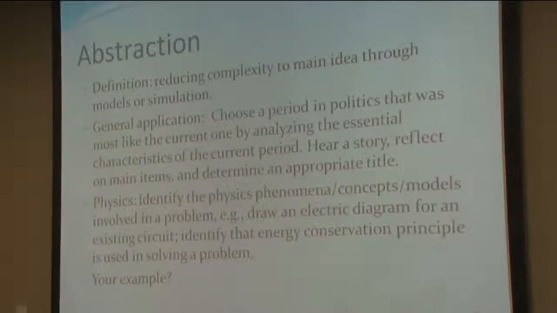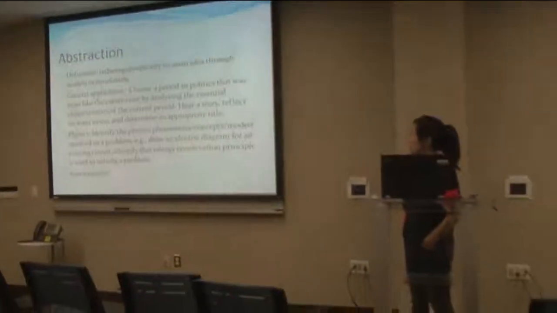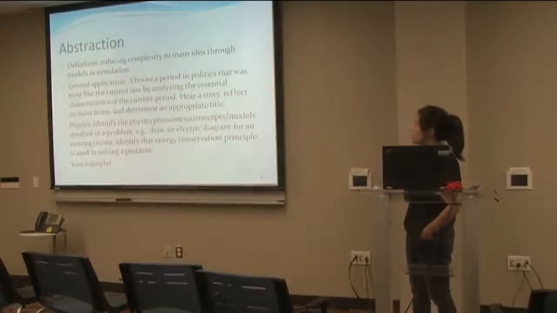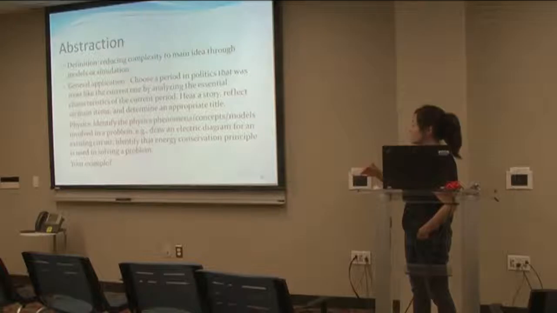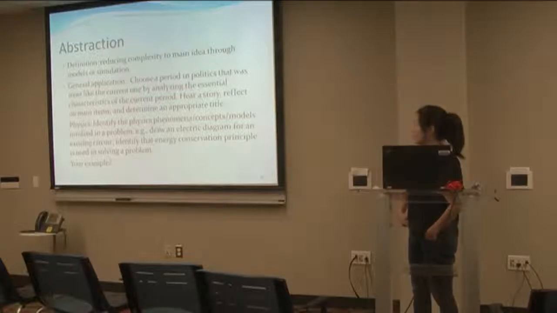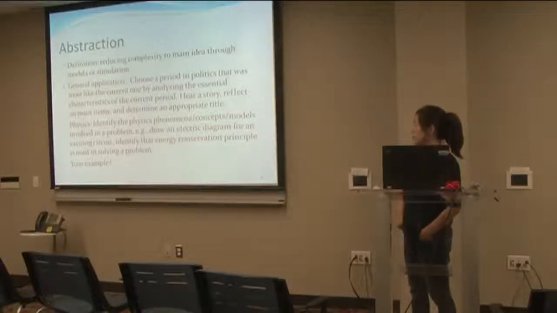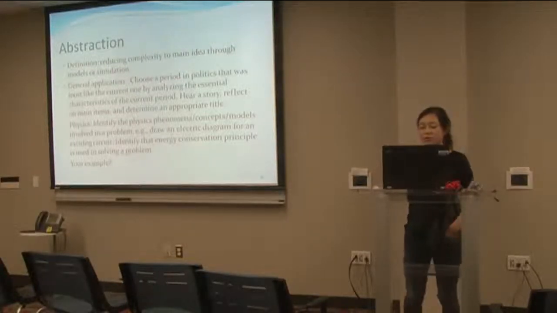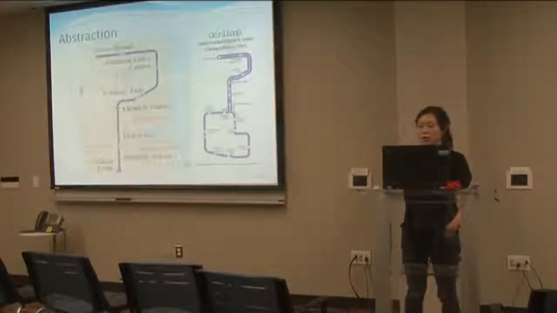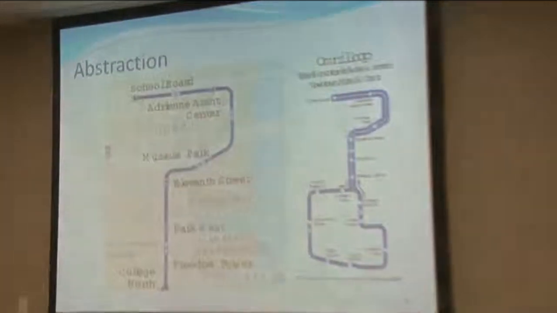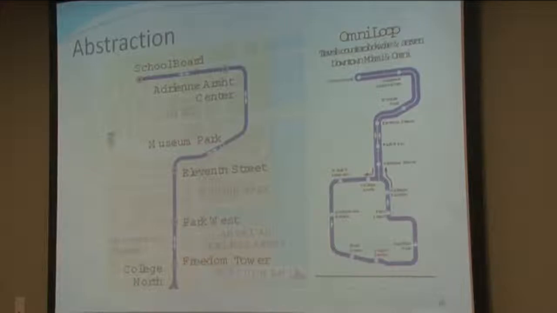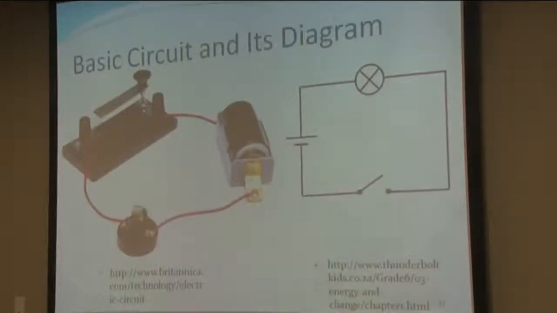Then for our project, because we want to focus on physics, we make it more specific to physics. For example, we consider drawing an electric diagram for existing circuits as a way to do abstraction, and identifying the energy conservation principle to solve a problem as a way to use abstraction. Surely, you can have many other examples. And this is abstraction too: this is the map for the subway. And here's abstraction in physics.